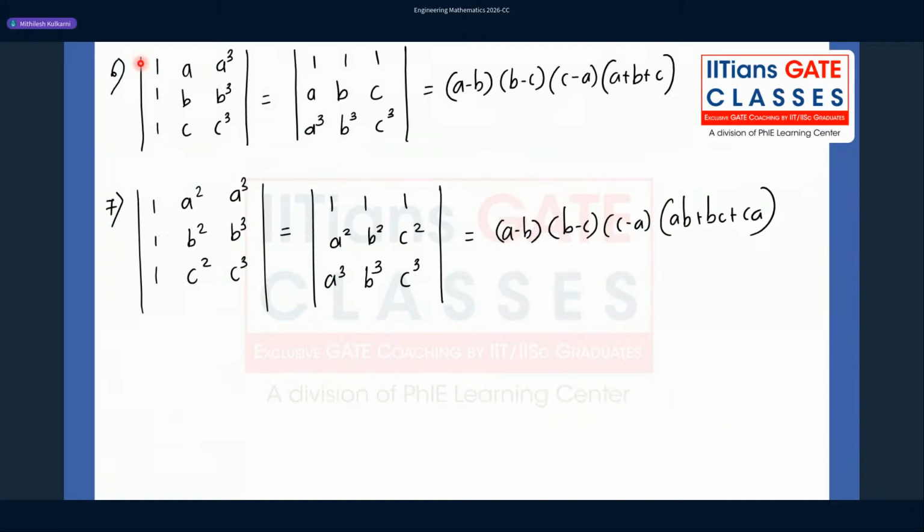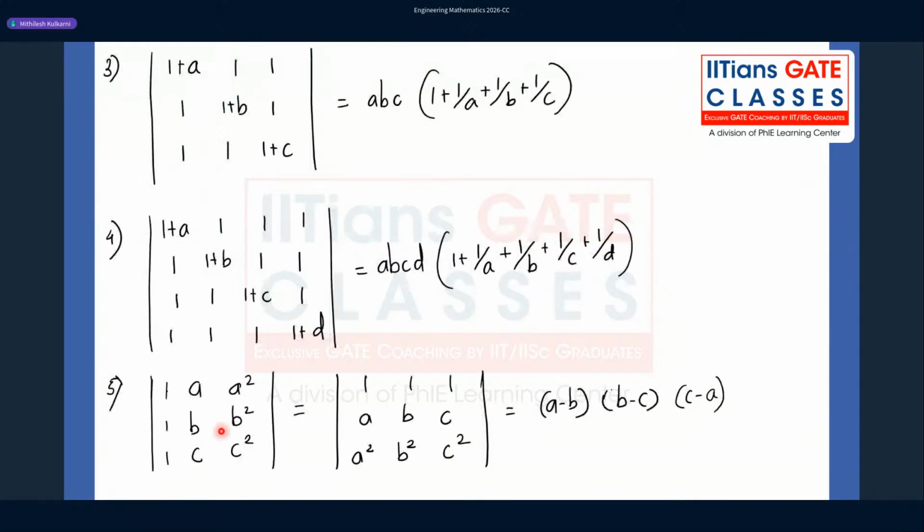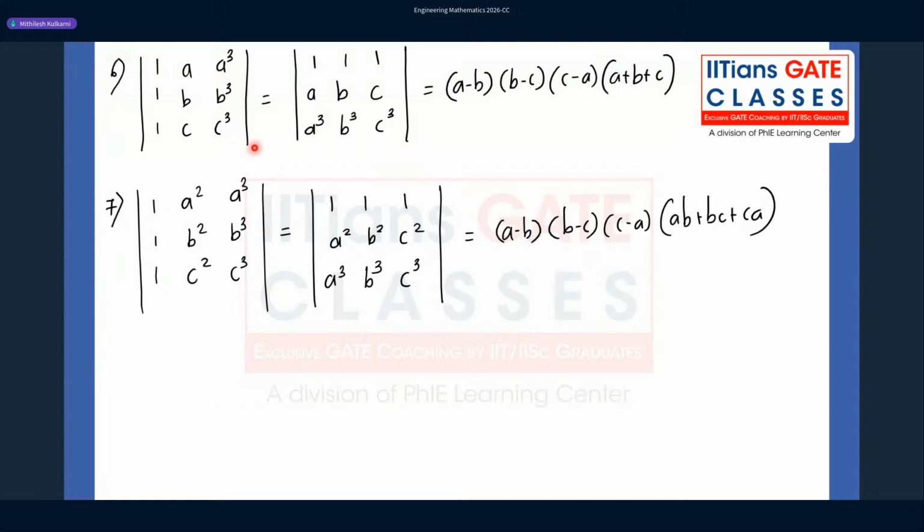Similarly, the determinant of 1, 1, 1; a, b, c; a cube, b cube, c cube. Here it was a square, b square, c square; now it is a cube, b cube, c cube. Either in column format or row format, the determinant is not just (a minus b)(b minus c)(c minus a), but also one more term, (a plus b plus c). And if you have 1, 1, 1; a square, b square, c square; a cube, b cube, c cube, in column or row format, then it is (a minus b)(b minus c)(c minus a) into (ab plus bc plus ca).